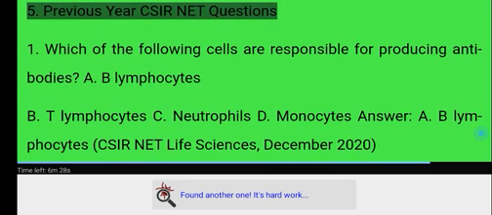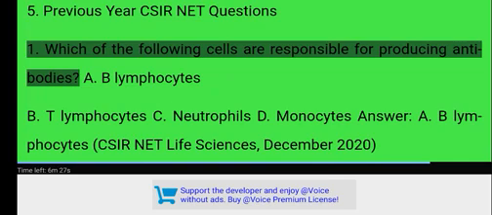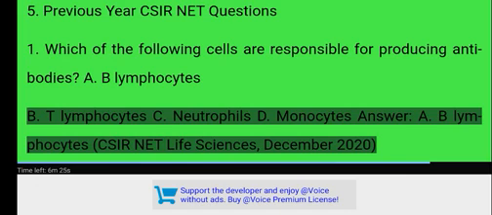5. Previous year CSIR NET questions. 1. Which of the following cells are responsible for producing antibodies? A. B lymphocytes. B. T lymphocytes. C. Neutrophils. D. Monocytes. Answer. A, B lymphocytes. CSIR NET Life Sciences, December 2020.